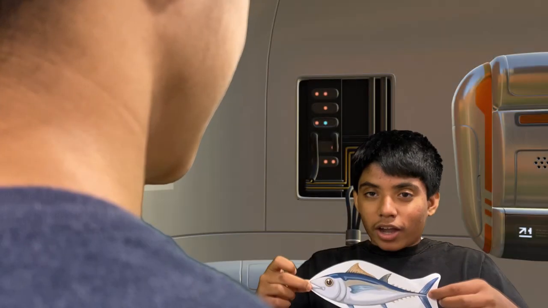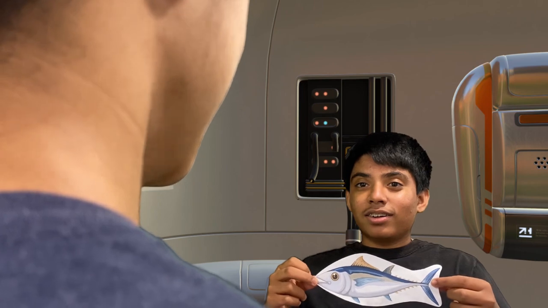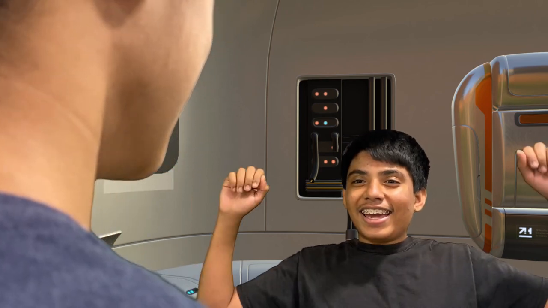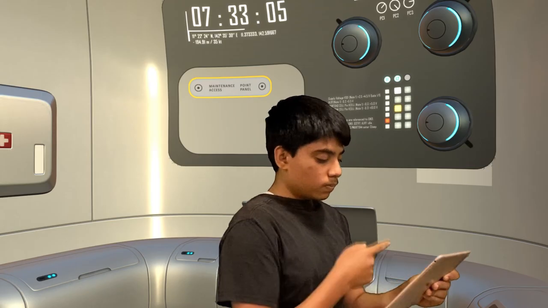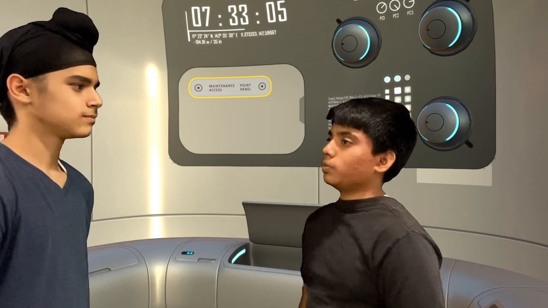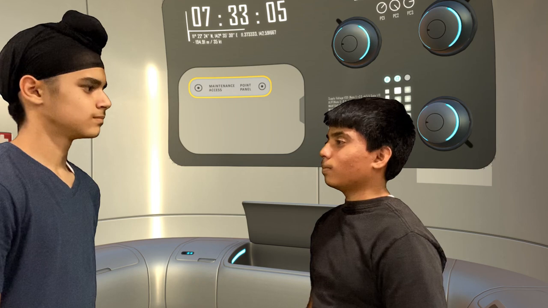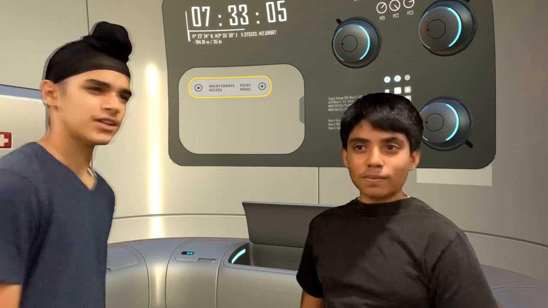Yo, look what I caught! Albacore tuna. Tonight we eat like kings. Yo, we're out of water. I hope it rains soon. It's the only reliable way. What was that? I don't know, let's find out.